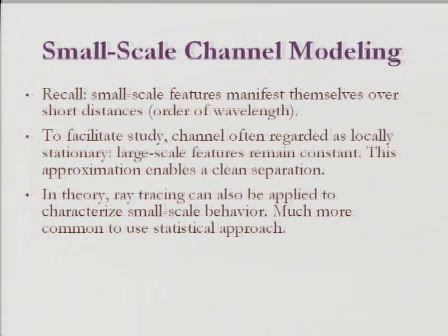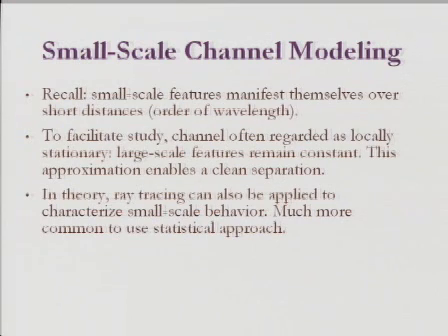Now, to facilitate the study of these small-scale features, we'll often regard the channel as what's called locally stationary, which means that we'll assume that the large-scale features remain constant. We'll assume we're looking at distances that are small enough that the path loss and the shadow fading are not going to change too much. For example, we're going to be looking at things that happen over centimeters or inches. Over these distances, the path loss definitely is not going to change too much, and usually also the shadow fading is not going to change too much. So we'll often regard them as constant as we study the variations that occur because of this small scale propagation.